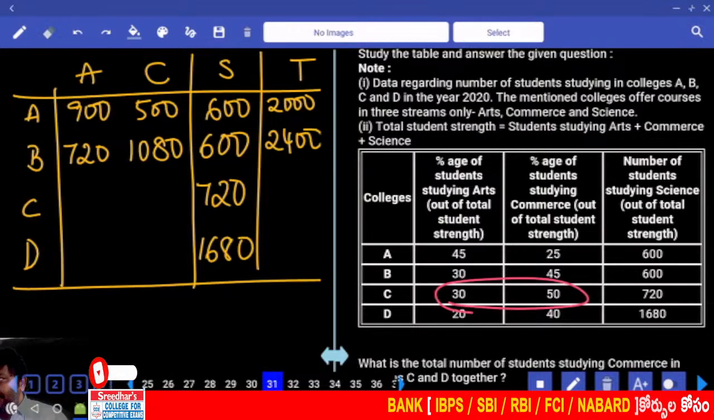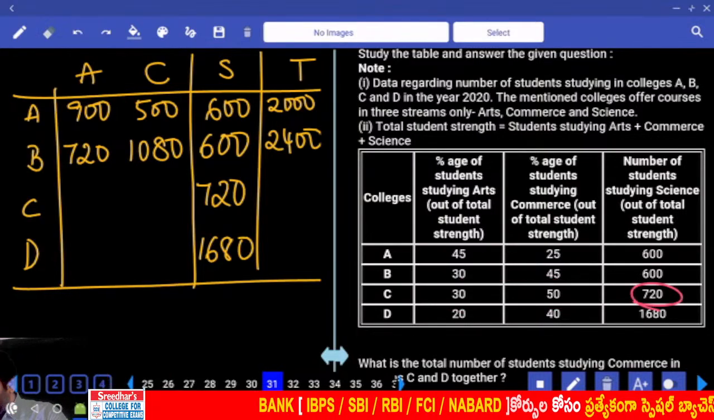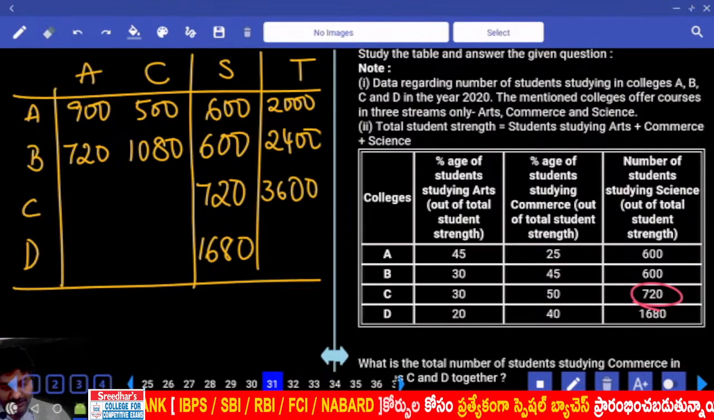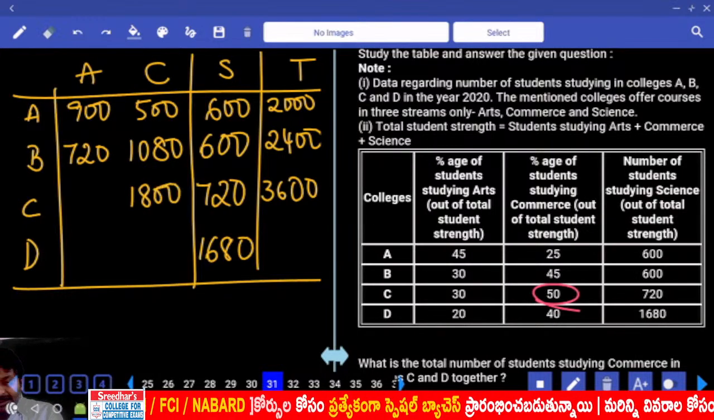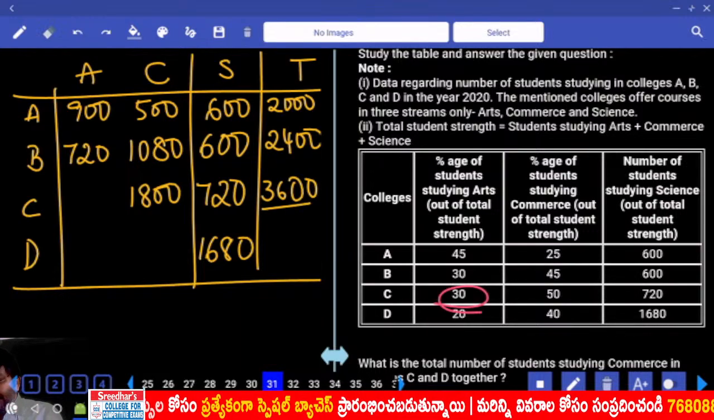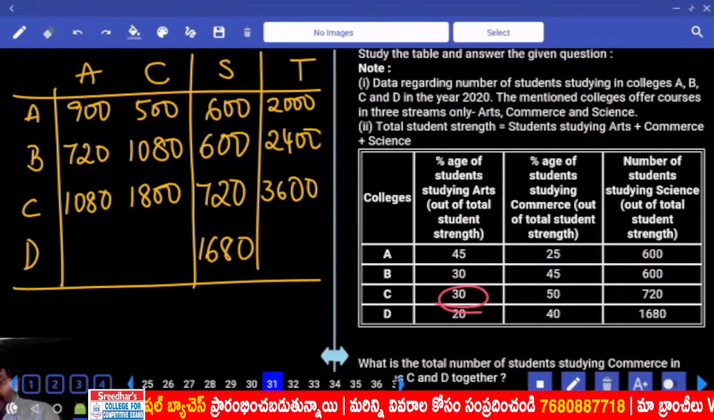80% we have. Remaining 20% is this much. 10% is 360. 100% is this much. 50% is 1800. 30% is 360 three times, 1080.